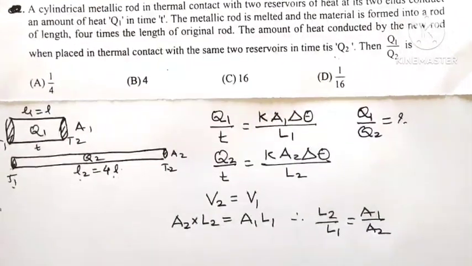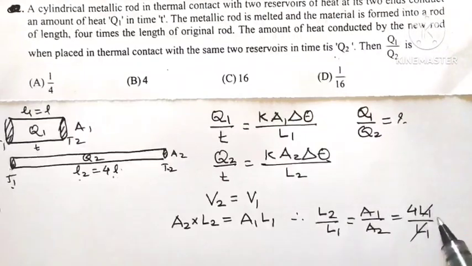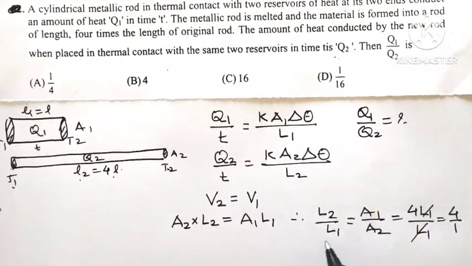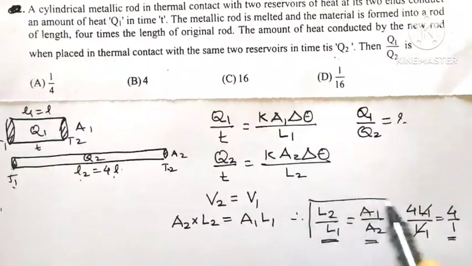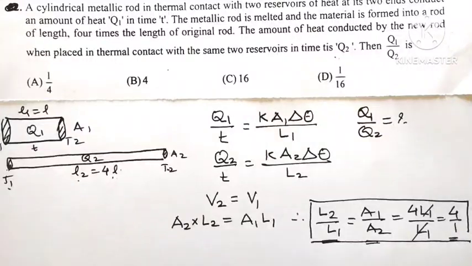But we know L2 is 4 L1, so L1 gets cancelled with L1, and it is 4 by 1. So you must remember that L2 by L1 is 4 and A1 by A2 is 4. This is an important condition.